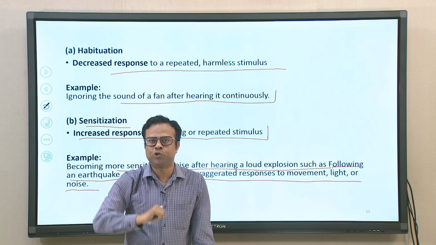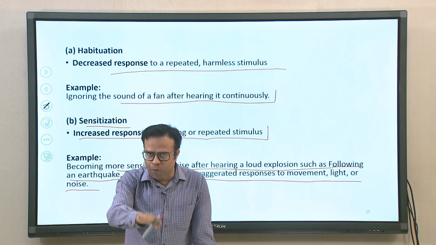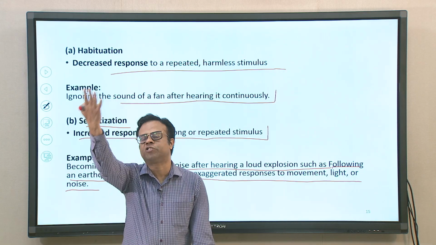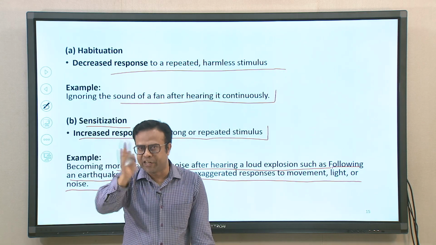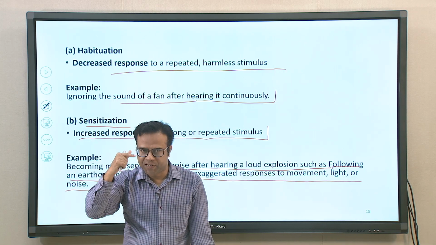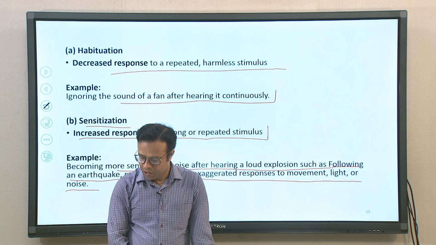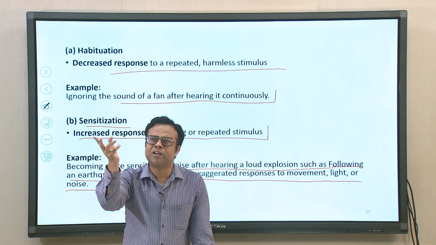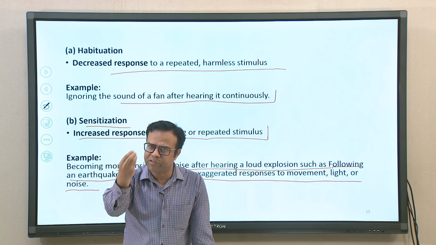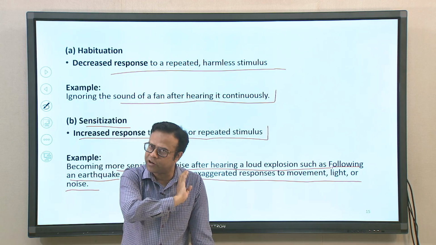So, this is just opposite to habituation. In habituation, your response decreases, in sensitization your response increases. So, it depends on the nature of stimuli. Sometimes sensitization can happen, sometimes habituation can happen. So, these are non-associative. You are not learning association between two things. It is the same stimuli, but your response either increases or decreases.